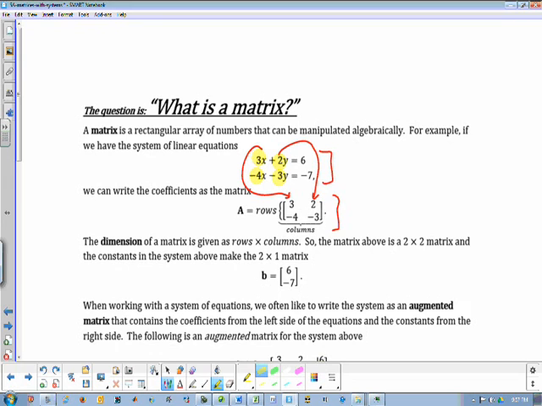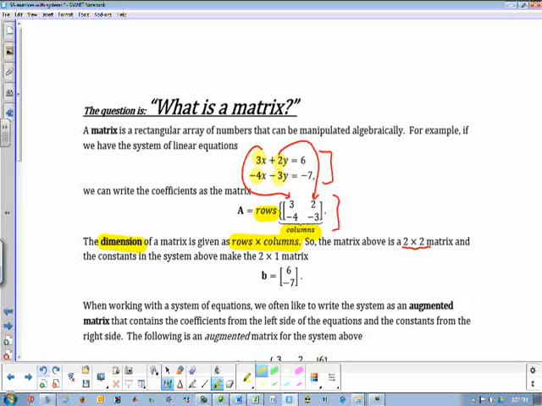A matrix has rows and it has columns. This particular matrix here is a 2 by 2. We have 2 rows going this way. Those are 2 rows. And then we have 2 columns going up and down, going this way. So we call this a 2 by 2 matrix. That's called the dimension. The dimension of a matrix is how many rows by how many columns.